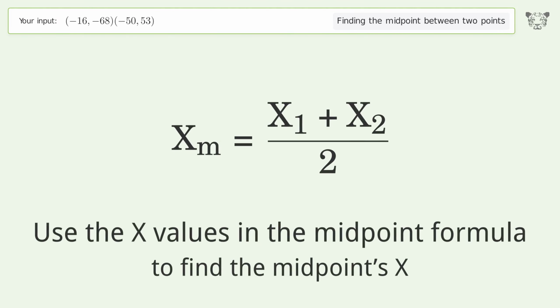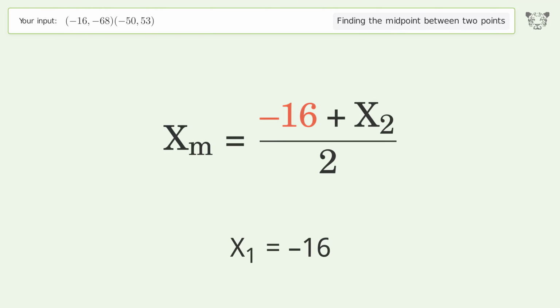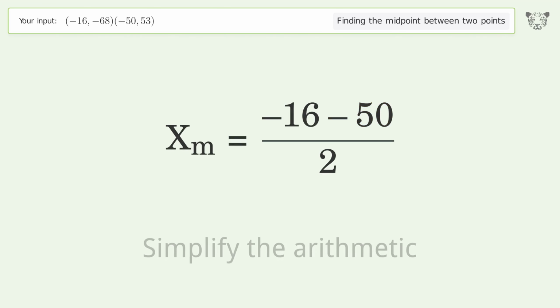Use the x values in the midpoint formula to find the midpoint's x. x1 equals -16. x2 equals -50. Simplify the arithmetic.